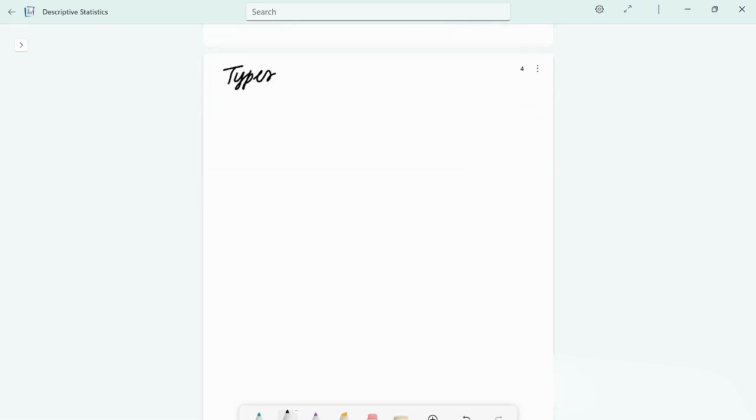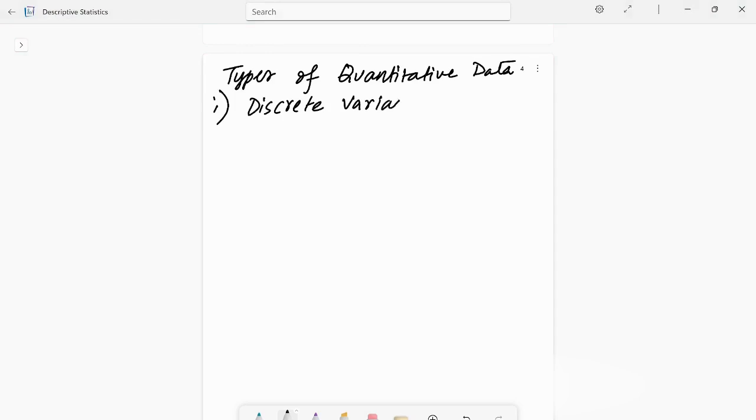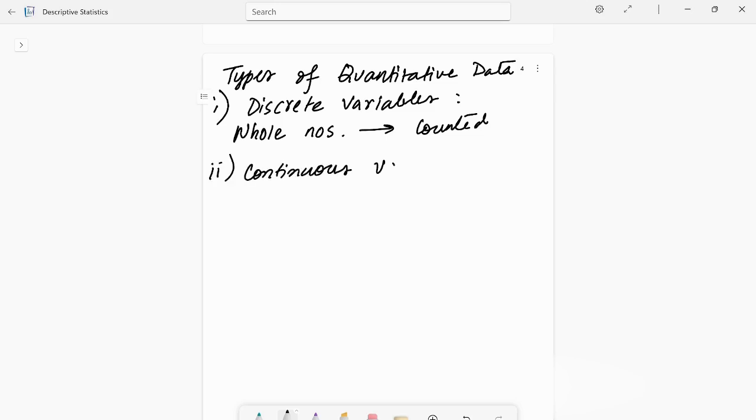Types of quantitative data, there are two. One is discrete variables. It takes only specific values, usually whole numbers. You can understand it like this: whole numbers, basically which can be counted. And next is continuous variables, which can take values within a range, including decimals. Complete opposite to discrete variables, right?